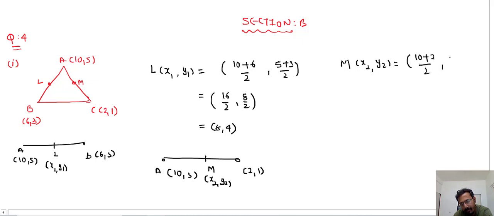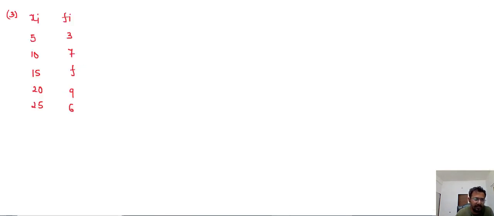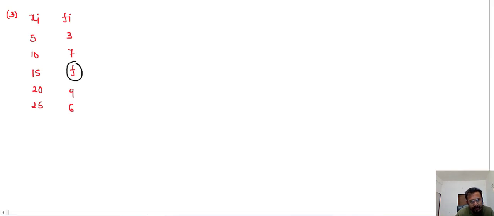Okay, in this example x_i and f_i are given to you, as well as the mean, which is 16. You want to find the missing f. Do one thing: find f_i x_i first of all. So it is 15, 70, 15f, 180 and 150.